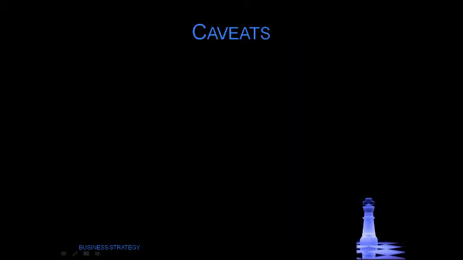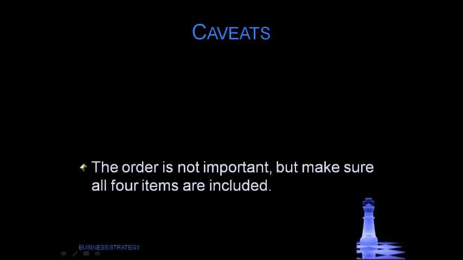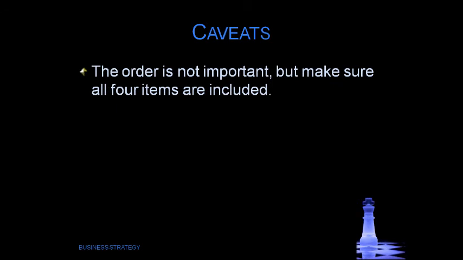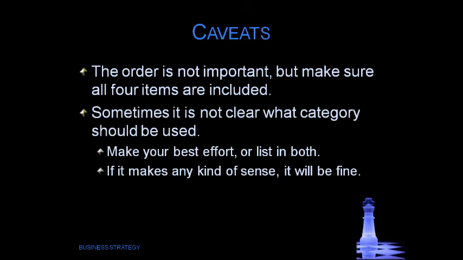There are some caveats here, some things that you should remember. The order isn't important, but all 4 items have to be included. Sometimes it's not clear what category should be used. In my President Obama example, that might go in political because he's president, but it might go in societal values. Take your best guess. List it in both places if you want, and if it makes any kind of sense, then it'll be fine wherever you put it.